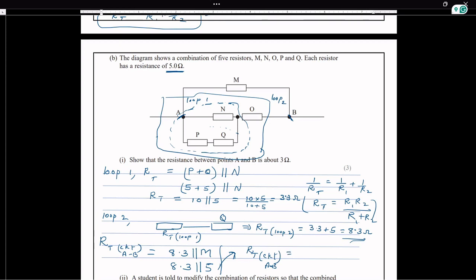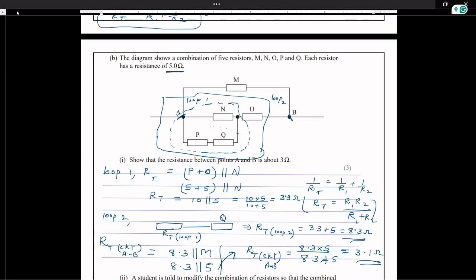We are using the method of the product over sum. 8.3 times 5 over 8.3 plus 5. This is giving a final answer of 3.1 ohms. This is the total resistance of the circuit, in the sense the total resistance between A and B. Total resistance of the circuit, or between A and B, is 3.1 ohms.